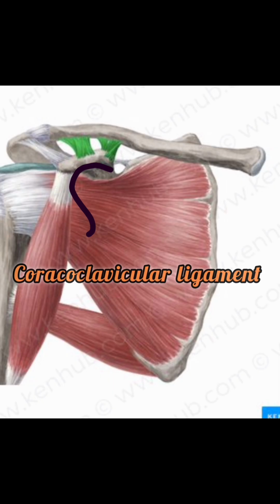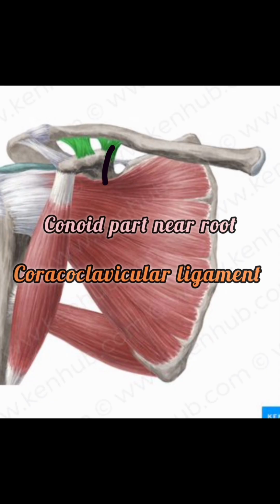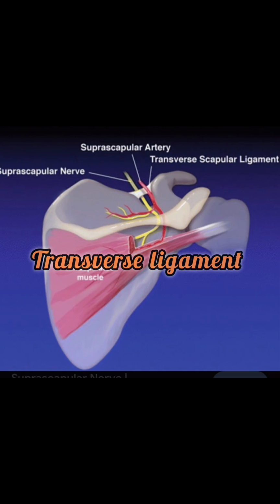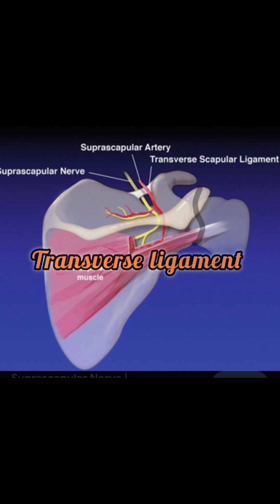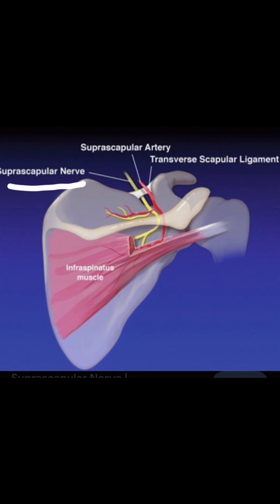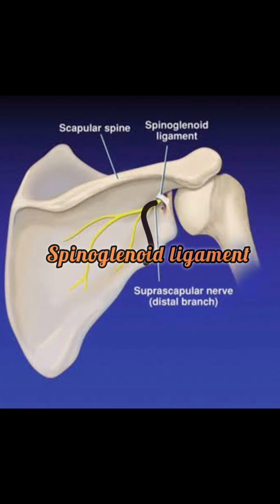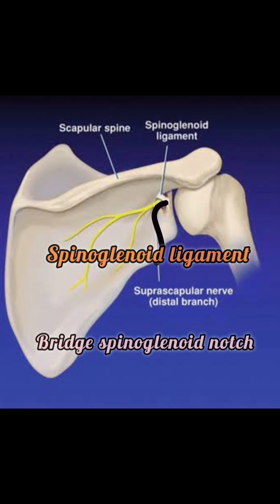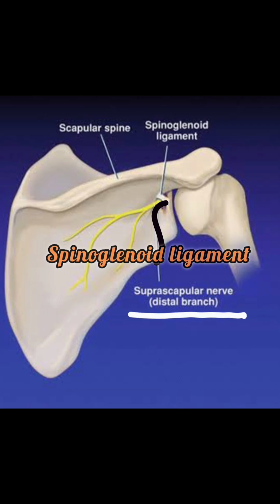Twenty-first, the coracoclavicular ligament is attached to the coracoid process, the trapezoid part on the superior aspect and the conoid part near the root. Twenty-second, the transverse ligament bridges across the suprascapular notch and converts it into a foramen, which transmits the suprascapular nerve. The suprascapular vessel lies above the ligament. Twenty-third and last, the spinoglenoid ligament may bridge the spinoglenoid notch. The suprascapular vessel and nerve pass deep to it.